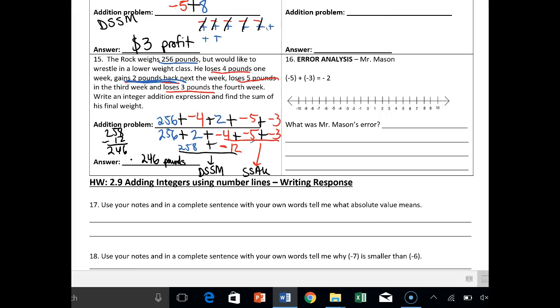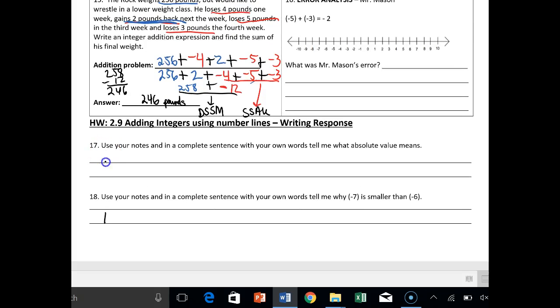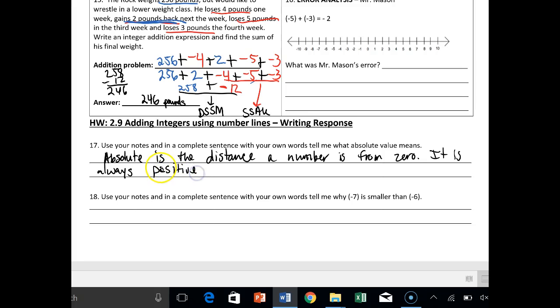Lastly, use your notes and a complete sentence in your own words. Tell me what absolute value means. So absolute value, I'm helping you on this one, you'll do the next one on your own, is the distance a number is from 0. It is always positive. So like we have the absolute value of -7 is 7, or the absolute value of, say, 5, still 5, right? These bars mean absolute value, right?